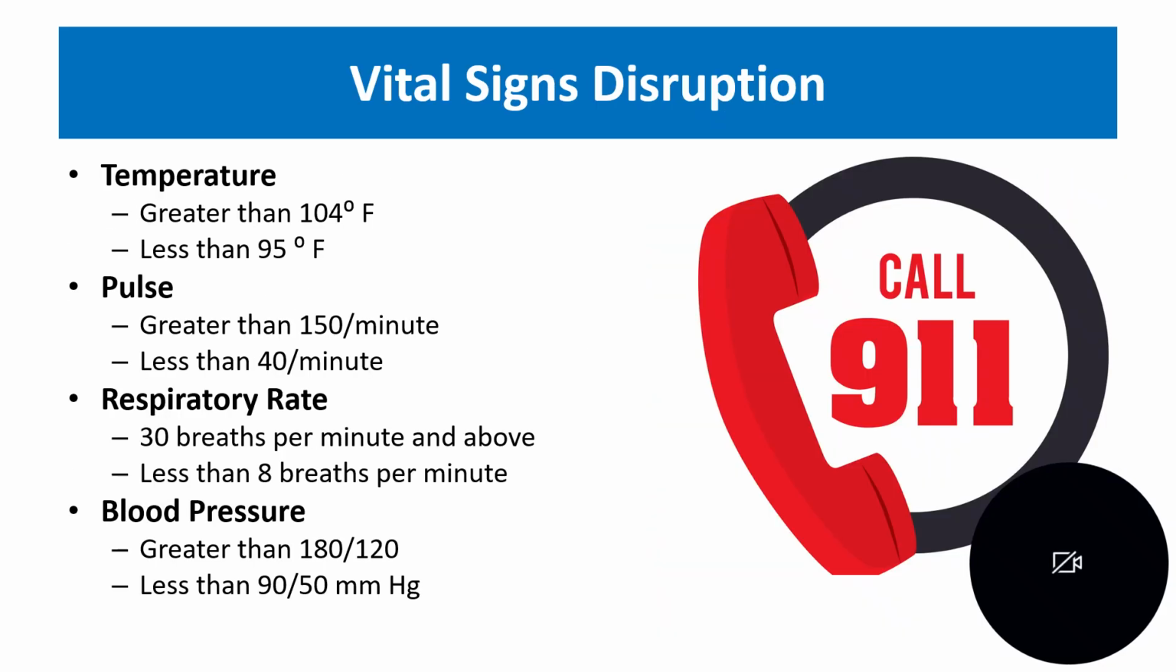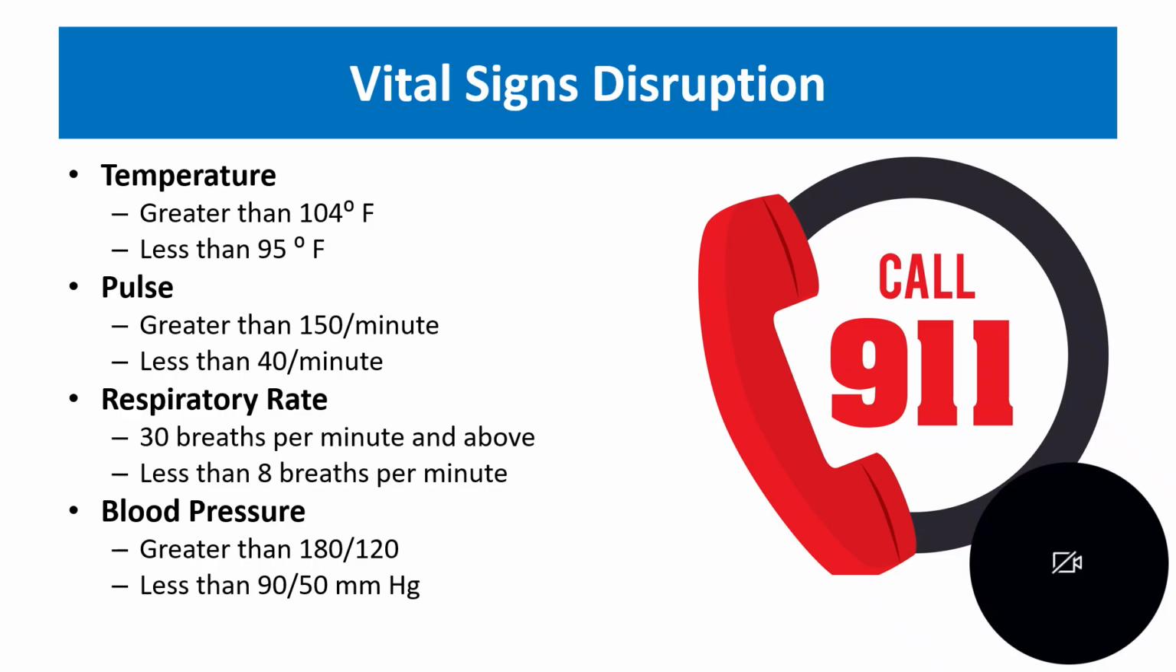Now, what vital sign disruption am I talking about that warrants a 911 call? Temperature that is greater than 104 degrees Fahrenheit. That is hyperthermia. It could fry, coagulate the proteins in your brain, and you can die from hyperthermia. Or if your temperature is less than 95 degrees Fahrenheit, you can die from hypothermia. Pulse, if you have a tachycardia greater than 150 per minute, or a bradycardia, which is defined as less than 40 beats per minute, 911 call.